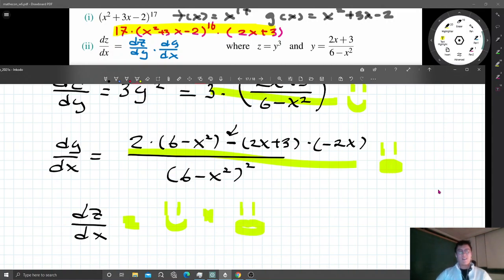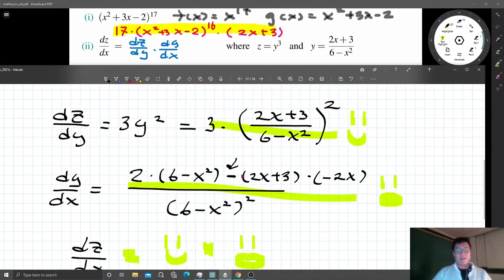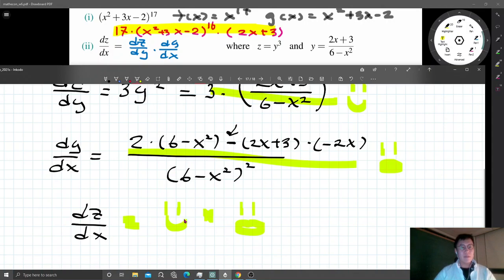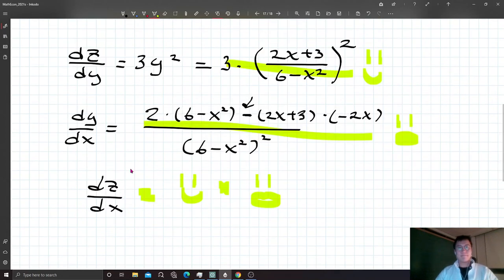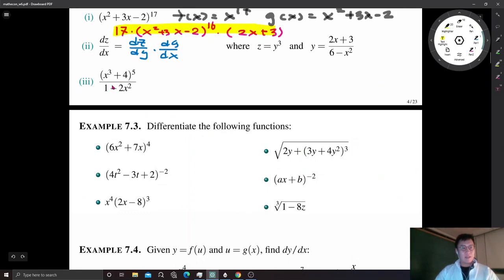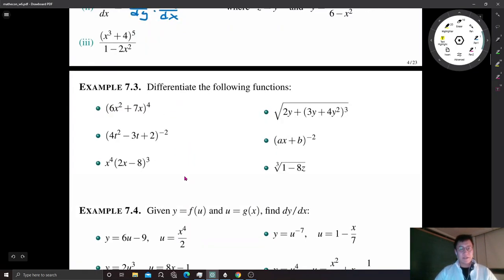Okay? I think there is a way to simplify this expression, but that is just additional work. It's not that useful and it's not that practical. So it's not that necessary to understand economic theory. So let me skip that. So that is the derivative of z with respect to x. All right. And I leave the third one for exercise.